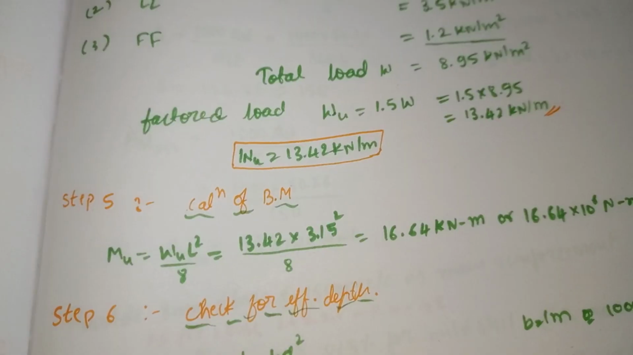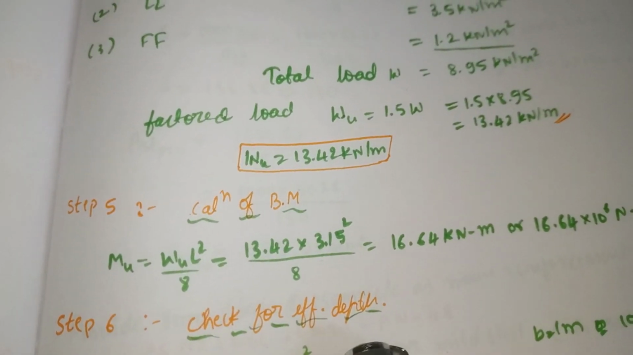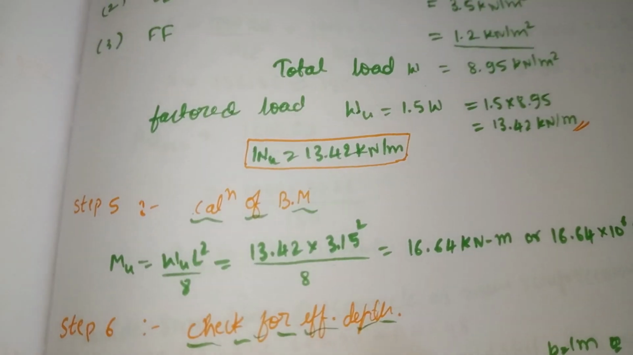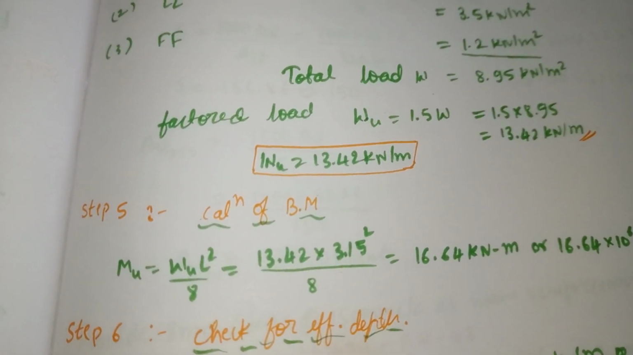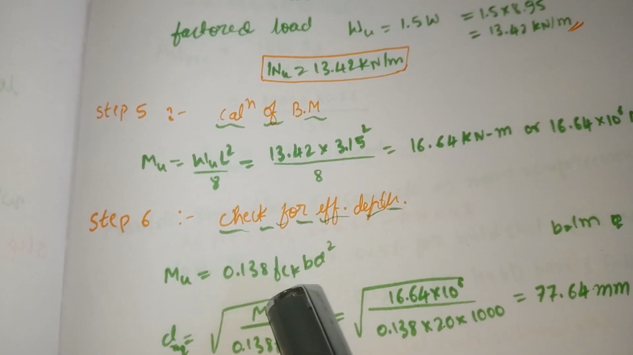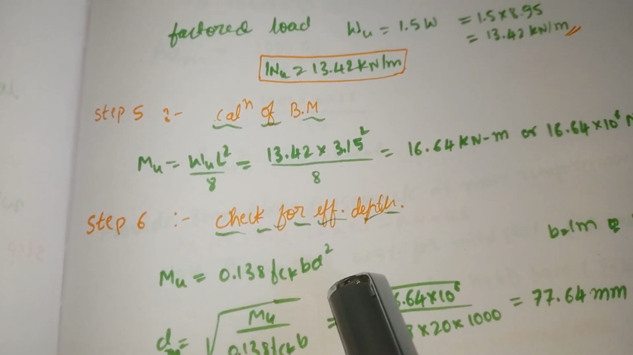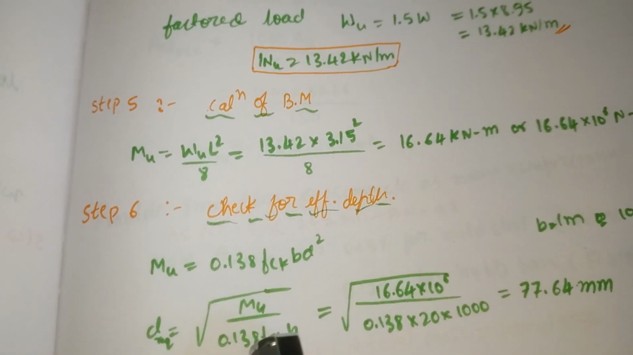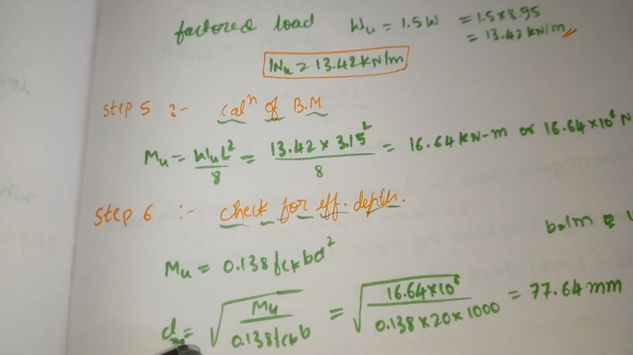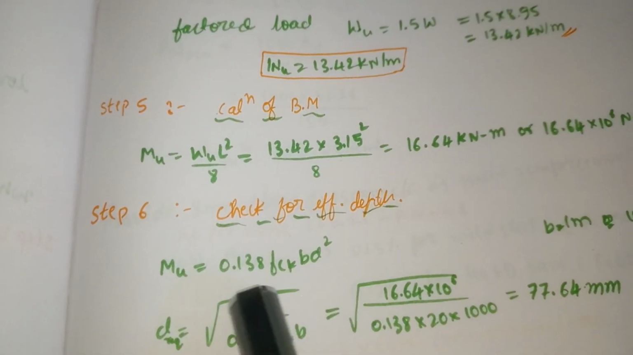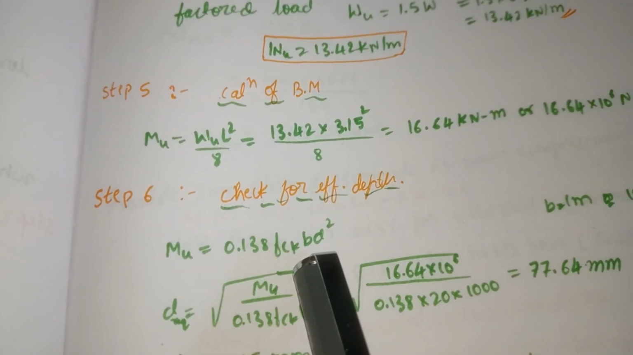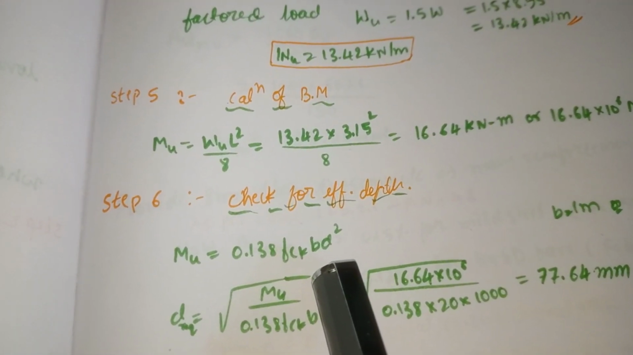Next we'll go for the check for the effective depth. Step 6 is to check for the effective depth. For that we have the formula Mu is equal to 0.138 fck b d square. So now we are calculating the d required. For that I have rearranged this formula. This formula is given on page number 96.